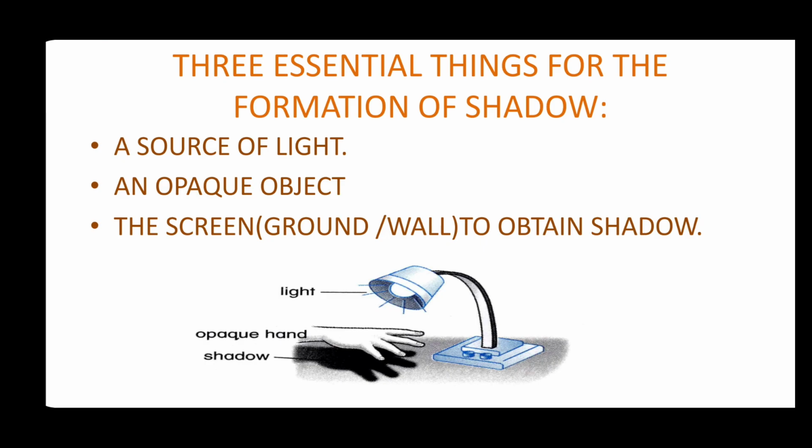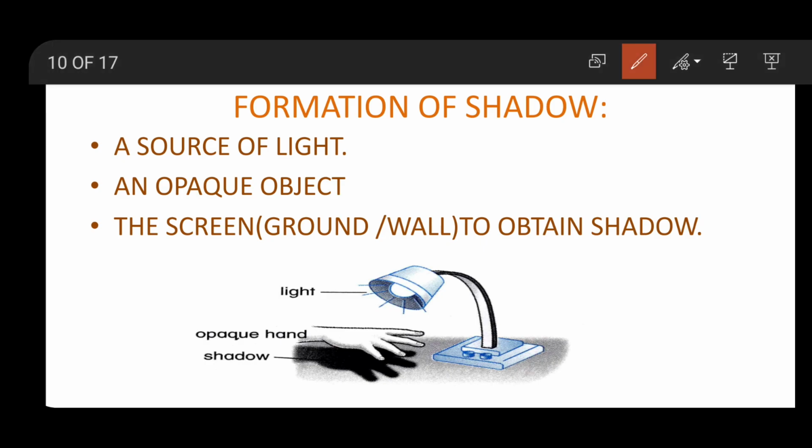First is the source of the light, second is an opaque object, and third one is the screen where we obtain the shadow. As you can see here in the picture, this is the source of the light. Your hand is an opaque object, and on the table the shadow of the hand is formed. So for the formation of shadow, these three essential things are required, that is the source of the light, an opaque object, and the screen.